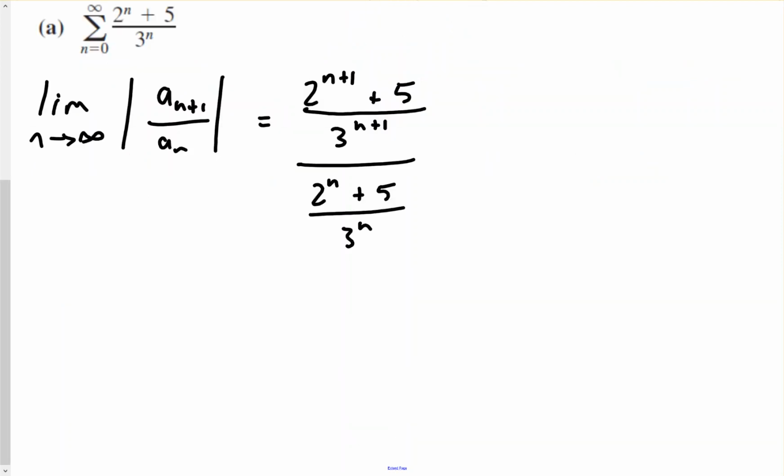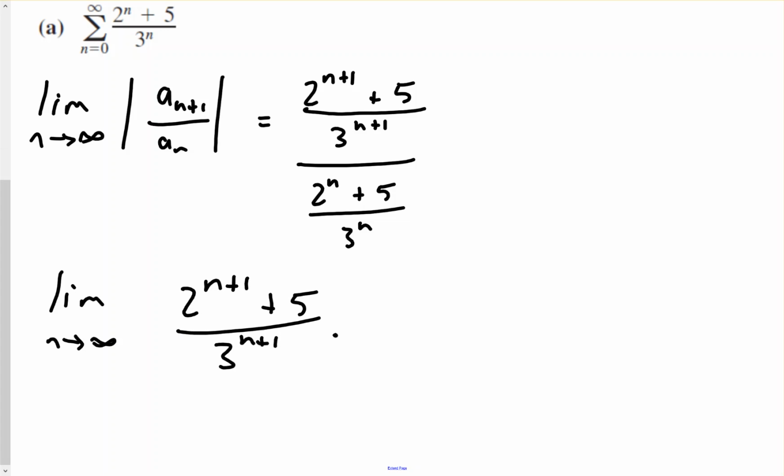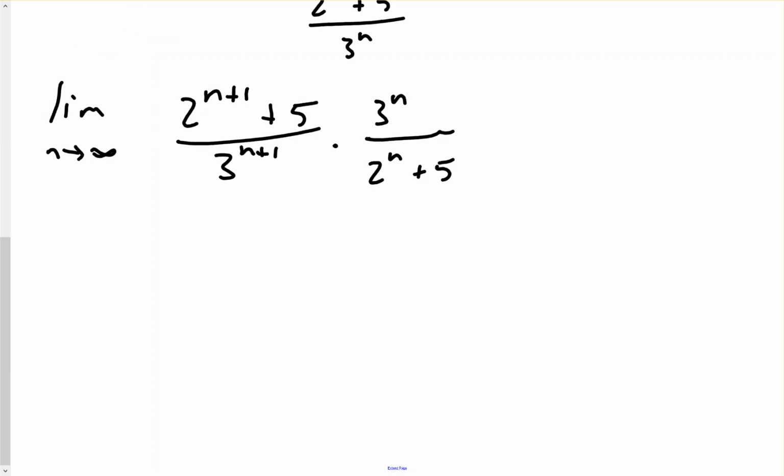Now when we divide like this, we're going to multiply by the reciprocal. Right, so we have the limit as n approaches infinity of 2 to the n plus 1 plus 5 over 3 to the n plus 1 times 3 to the n over 2 to the n plus 5. Okay, so now what we could do is reduce this a little bit. And the way we do that, here the 3 to the n plus 1, let me just rewrite this. 3 to the n plus 1 would be 3 to the n times 3.